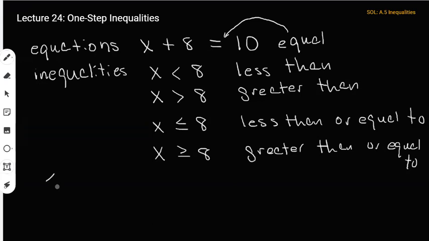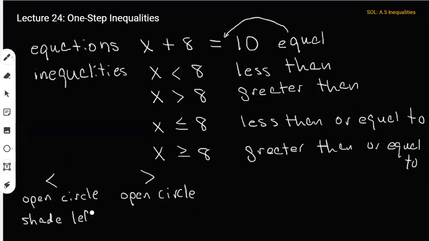So for the less than symbol, we're always going to have open circles. And same way for the greater than symbol. We're also going to have open circles when we graph. When we have less than, that means we're going to shade to the left. But when we have a greater than symbol, we're going to be shading the opposite direction. We're going to be shading to the right.